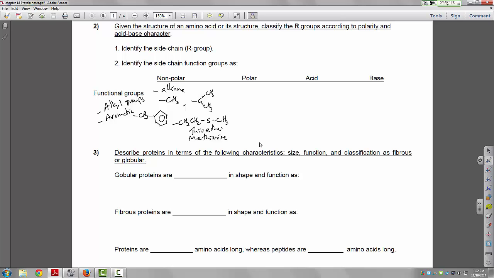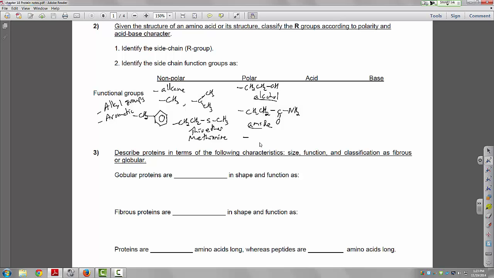Now the polar ones. These either contain an alcohol, as in serine and threonine, or could actually contain, oh, it's an acid? No, this is an amide, as in asparagine and glutamine. So this is an amide. So we have those guys.